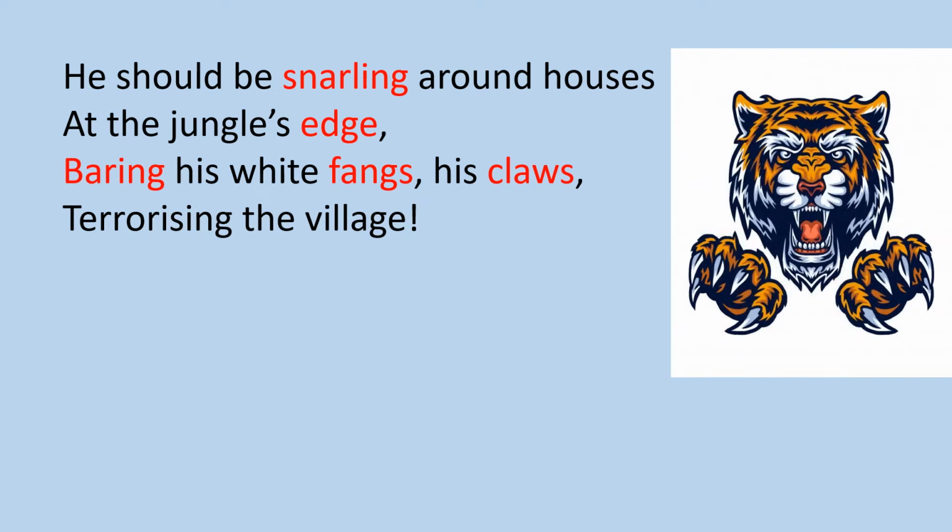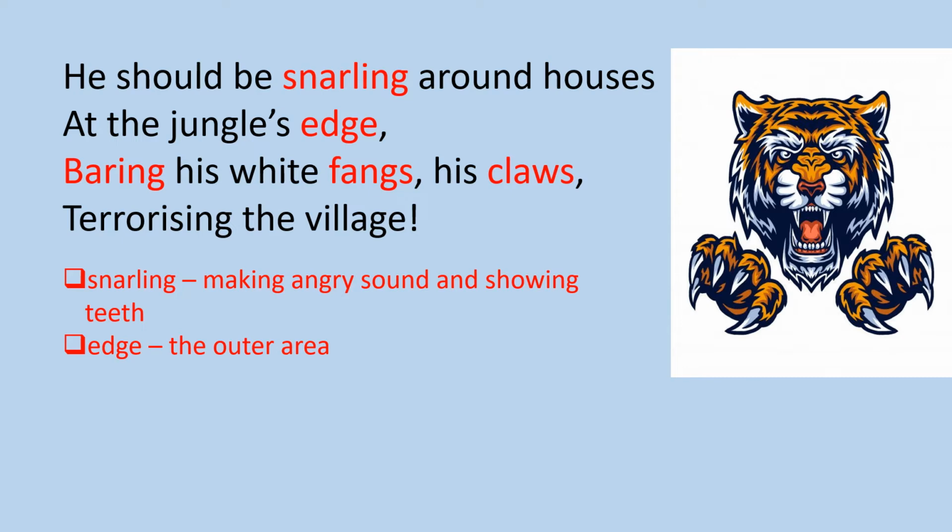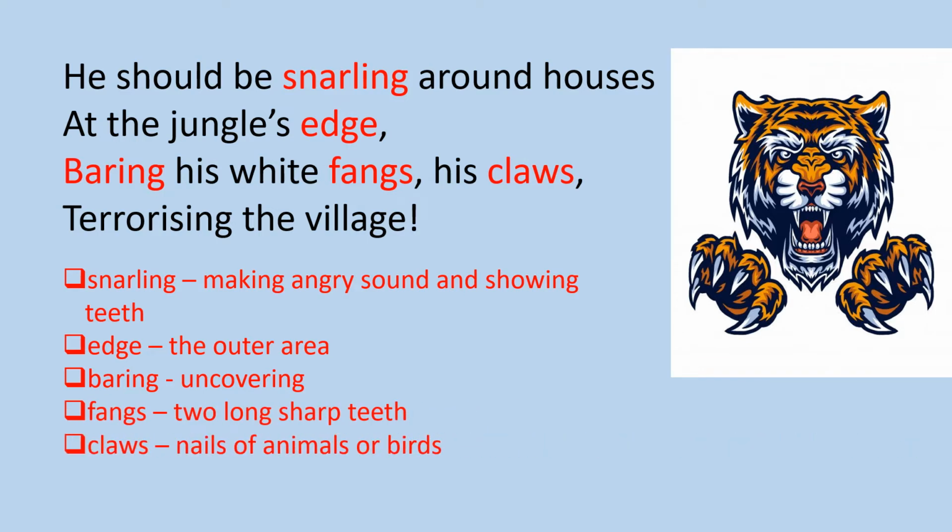Next stanza. He should be snarling around houses at the jungle's edge, baring his white fangs, his claws, terrorizing the village. Word meanings. Snarling, making angry sound and showing teeth. Edge, the outer area. Baring, uncovering or showing. Fangs, two long sharp teeth. Claws, nails of animals or birds.